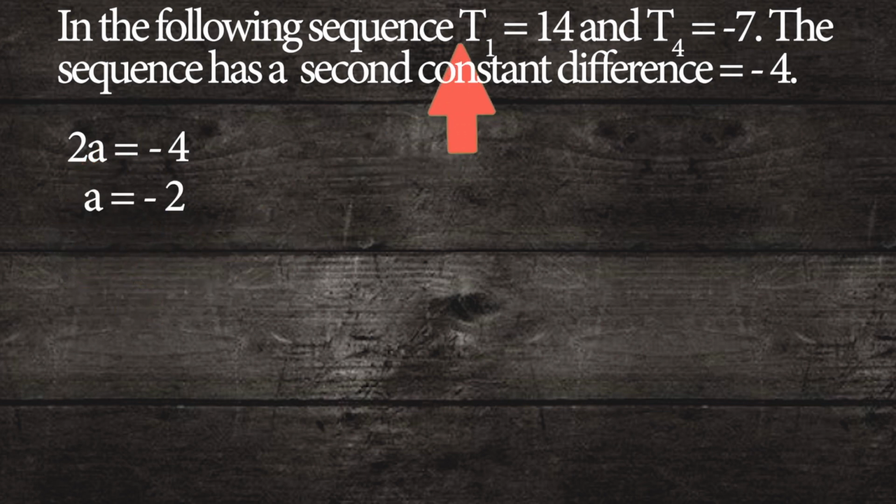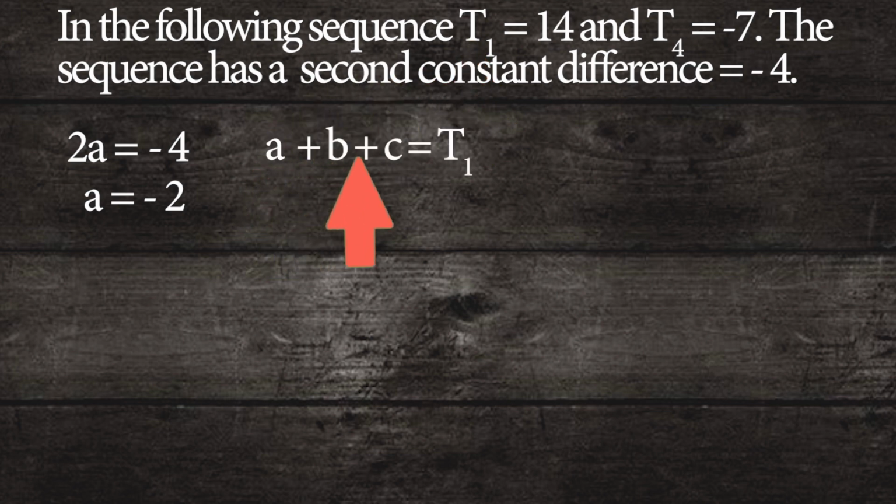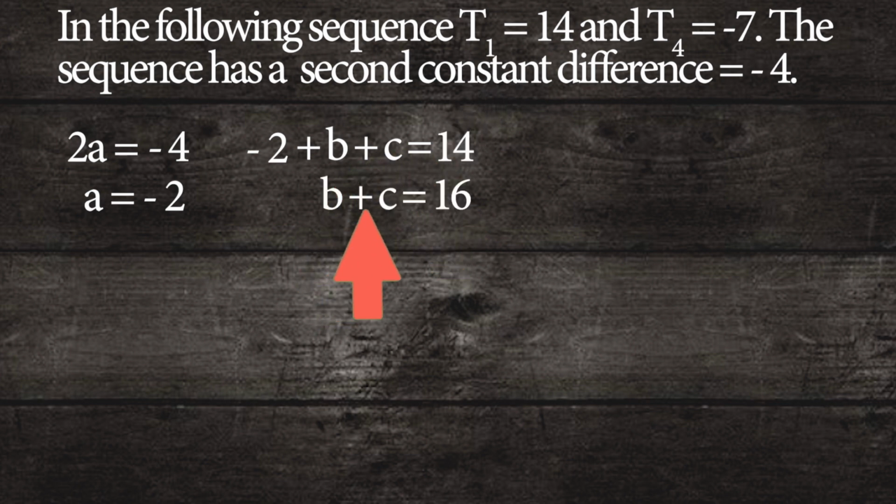We also know that we can write term 1 in terms of a, b, and c. So a plus b plus c is equal to term 1. Now we just do normal substitution of the variables that we have. So a is minus 2, so in the place of a we put the minus 2. So we've got minus 2 plus b plus c is equal to term 1, which is 14 because that's the value of term 1. Now we can say that b plus c is equal to 16 because the minus 2 goes to this side and 14 plus 2 gives us 16.